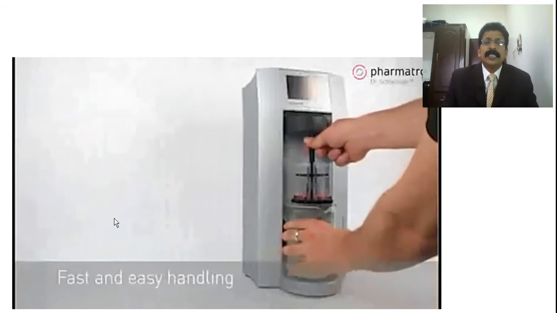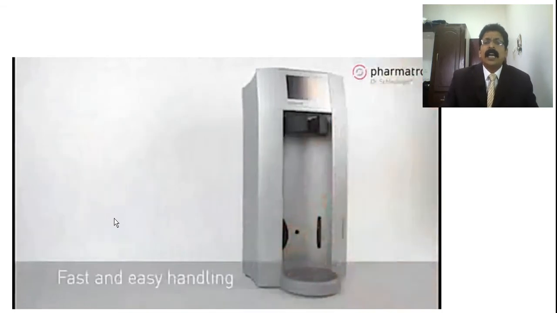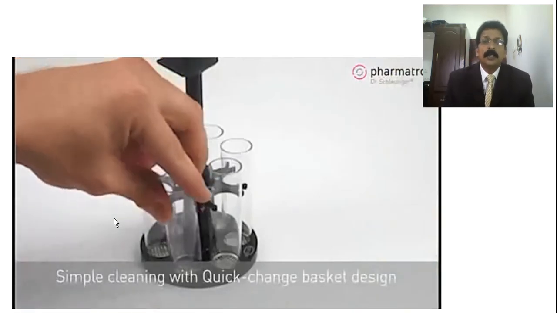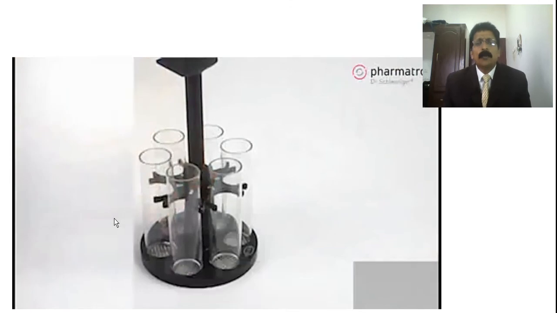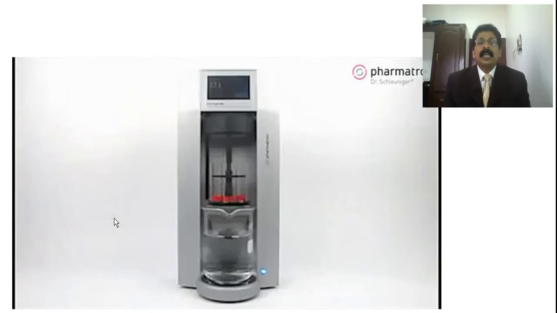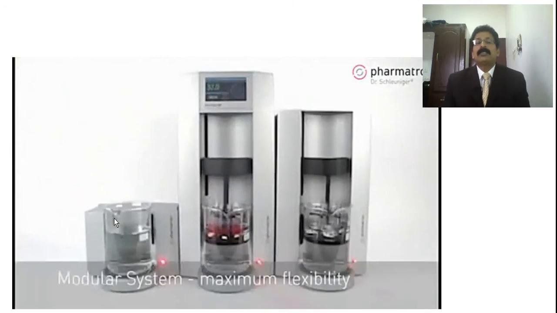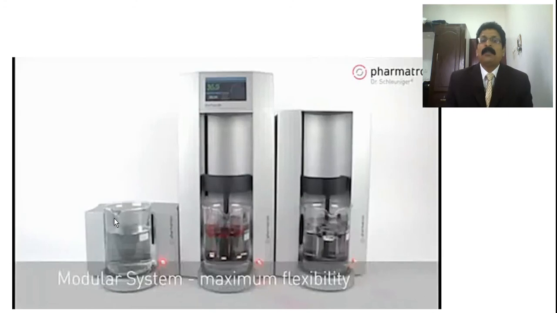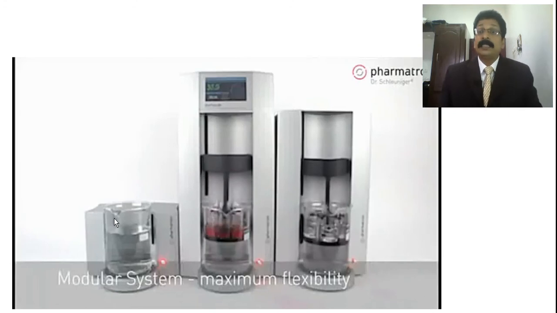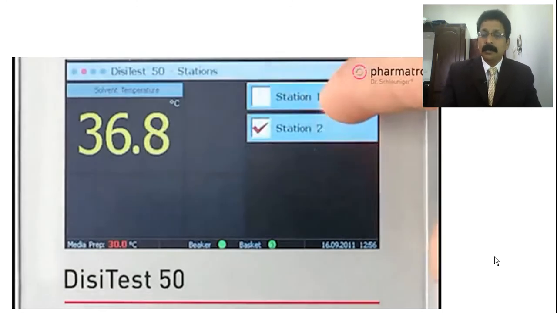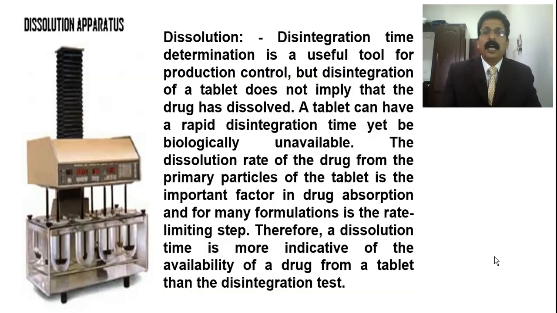So you can see this can be easy and fast handling, and not only this one, you can see again they have shown the 6 tubes, how they are open, both the sides are open, only in the bottom you are keeping the mesh, and this can be fixed with 1, 2 and 3 and 4 also can be fixed, and you can go and perform the experiment for 6, which means 24 tablets can also be analyzed at a time. So this is about the disintegrator, and now we are coming to dissolution.